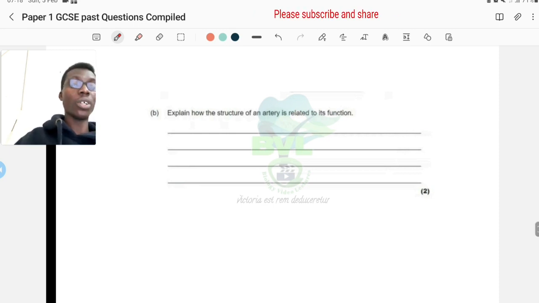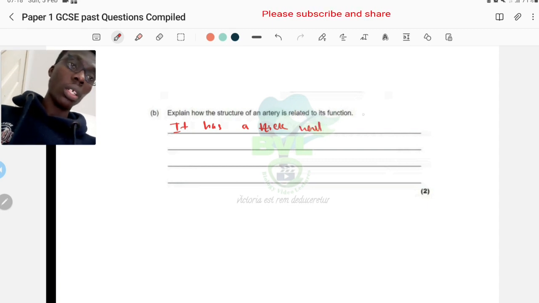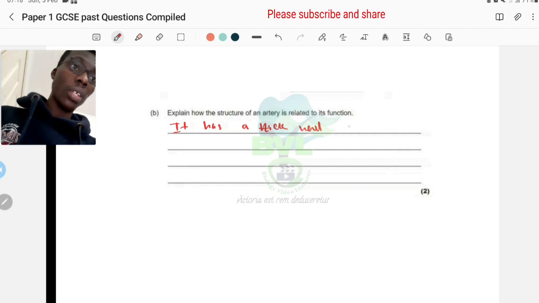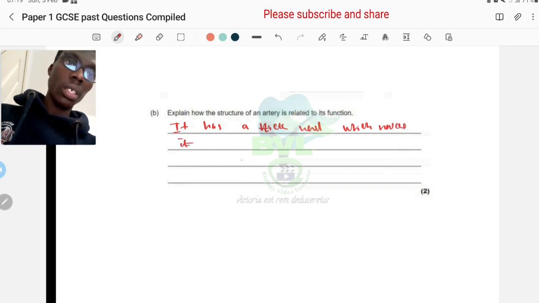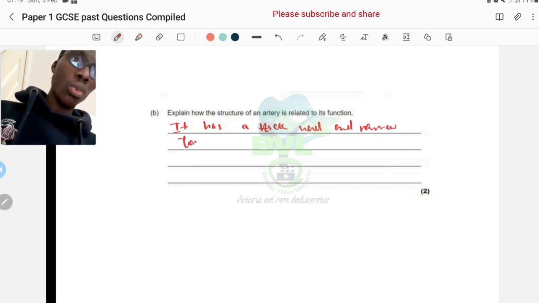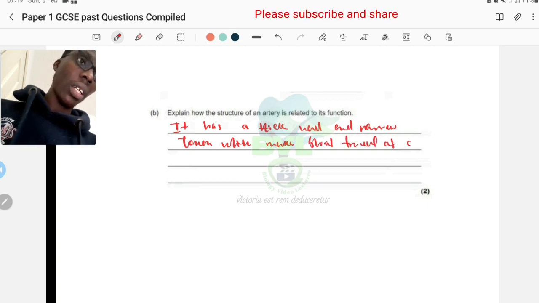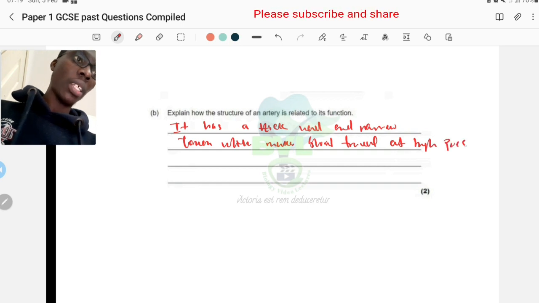Explain how the structure of an artery is related to its function. Beautiful. It has a thick wall and a narrow lumen, which makes blood travel at high pressure. At high pressure, yeah, I think that's better. At high pressure.